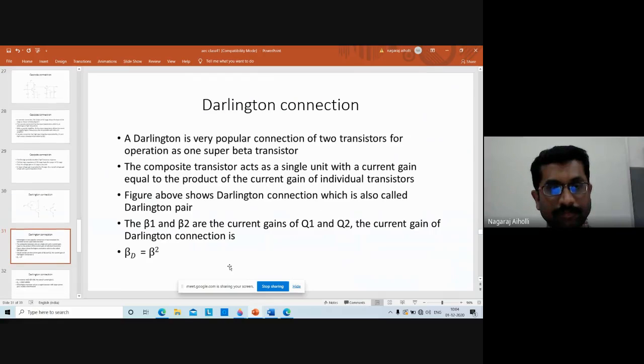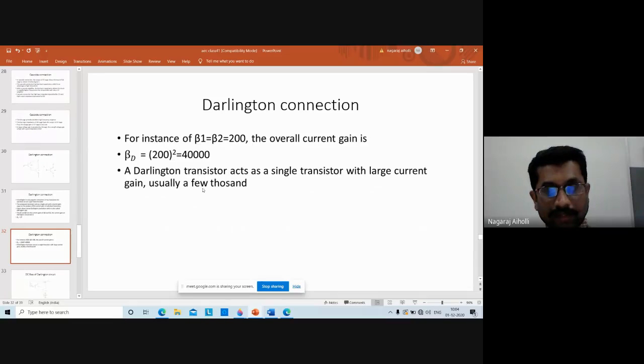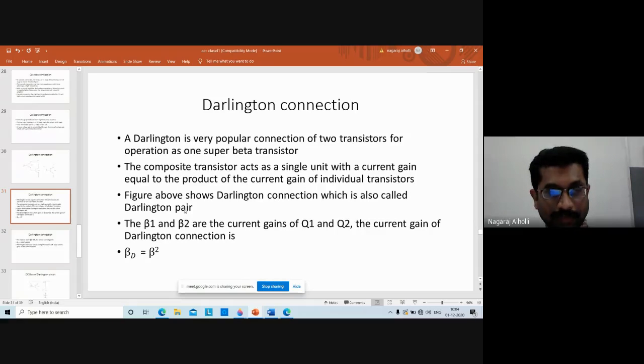Right. Beta D, beta Darlington, is equal to beta square, beta 1 into beta 2. Beta 1 and beta 2 are the same. Therefore, we get beta Darlington is equal to beta square. Now, beta 1 equal to beta 2 equal to 200. Calculate how much will be beta D. Give me the value of beta D. Tell me the value of beta D. Calculate and tell me. Beta 1 equal to beta 2 equal to 200. How much is beta D?